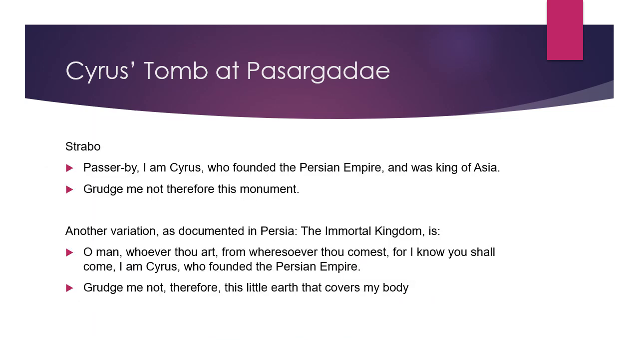Although now it's reported that there's no inscription on the tomb, Strabo said there used to be one, and it reads, "Passer-by, I am Cyrus, who founded the Persian Empire and was king of Asia. Grudge me not therefore this monument." And there's another variation that exists in Persia the Immortal Kingdom, which reads, "O man, whoever thou art, from wheresoever thou comest, for I know you shall come. I am Cyrus, who founded the Persian Empire. Grudge me not therefore this little earth that covers my body."